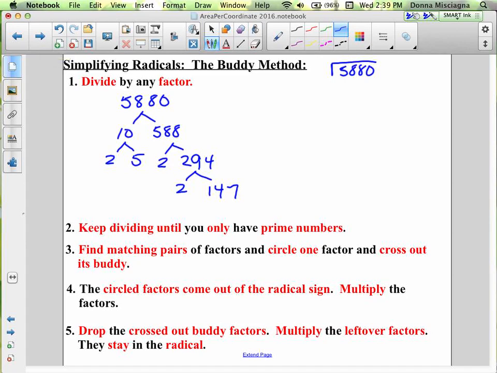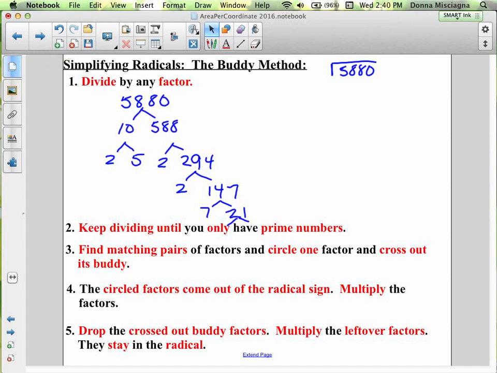14 and 7, it's got to be divisible by 7. If you're not sure, you have a calculator. Keep trying, right? So it's got to be divisible by 7. So 7 goes into 14 2 times, and 7 goes into 7 1 time. 21 is not prime, and we know those factors. 21 is 7 times 3.